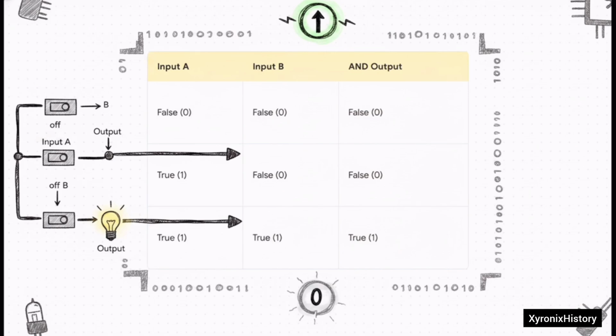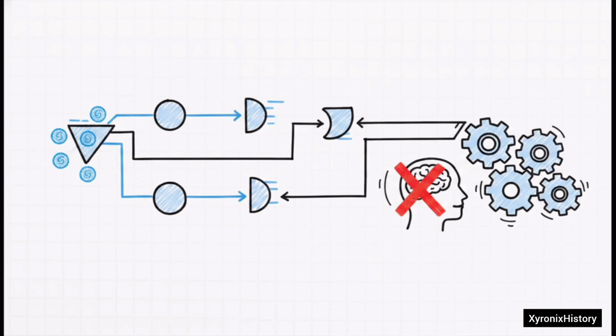In Boolean logic, a true statement is simply a 1 and a false statement is a 0. Check out this AND gate table on the screen. The output is only true, or 1, if both input A and input B are true. Shannon realized, hey, you could build a physical electronic circuit using simple switches that behaves exactly like this abstract mathematical table. Now you might be sitting there wondering, okay, so what?